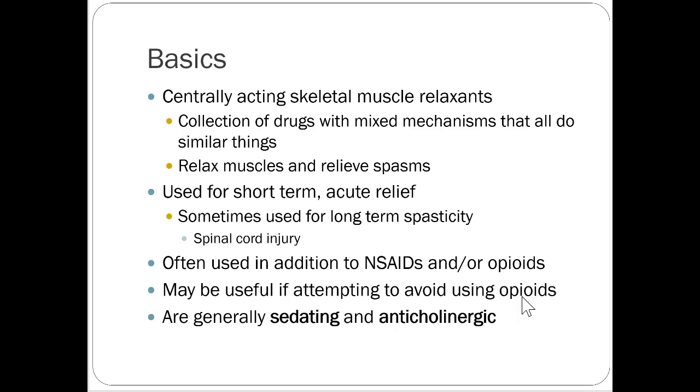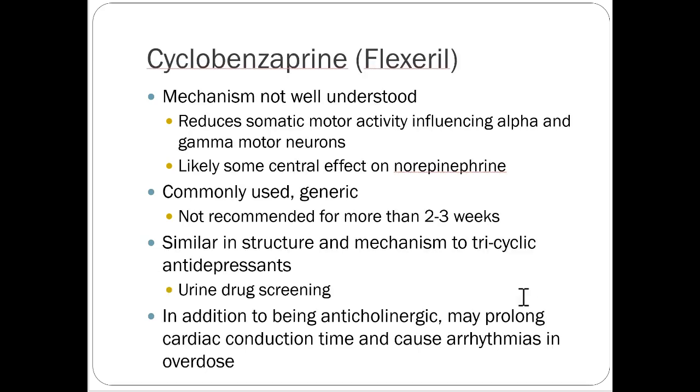Some providers will like to use these because they can maybe give this plus an NSAID to somebody, and then avoid using an opioid or other narcotics that way. So some people will do it that way. They are pretty sedating generally, so there is that to consider, and they're mostly anticholinergics. So again, some side effects to think about here. Cyclobenzaprine or Flexeril is one of the most common ones that people prescribe in the acute setting. Mechanism, we don't really know what it does. It probably influences something in the central nervous system on alpha and gamma motor neurons, and maybe some effects on norepinephrine. I know that sounds terribly vague, but that's about the best I can do for you. I don't really know how cyclobenzaprine works.